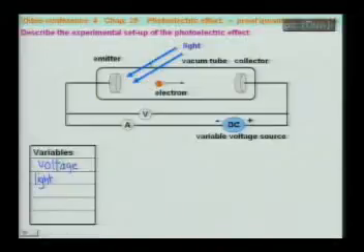So what is the characteristic of the light that we can vary? Okay, Zainuzi. The intensity of light. Okay, light intensity. So apart from light intensity, what other light characteristic that we can vary?